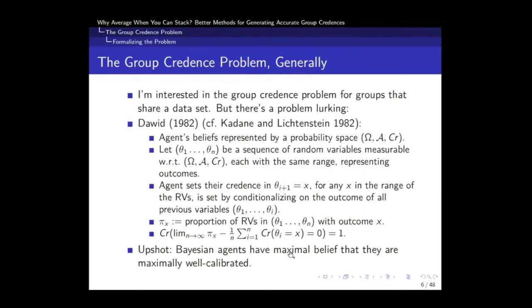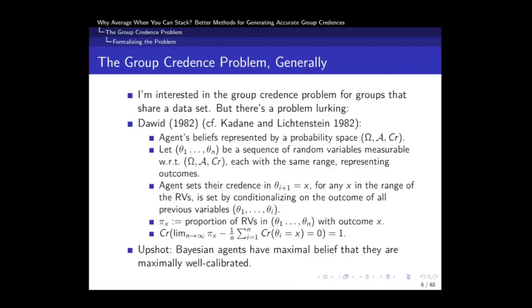And then one can prove that the agent's credence in the proposition that, as the number of observations goes towards infinity, the difference between the proportion of times that this outcome x occurs and the average credence that they have in that outcome occurring at any given observation, that difference is going to go towards zero with probability one, right?